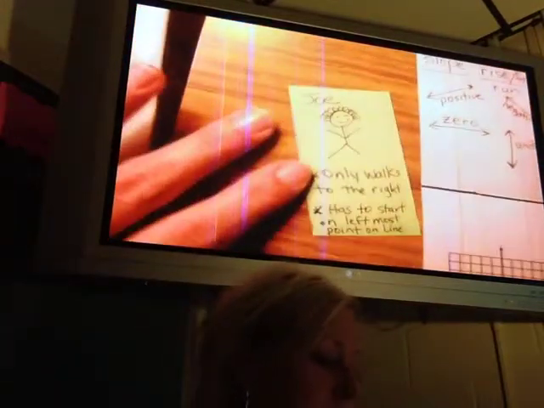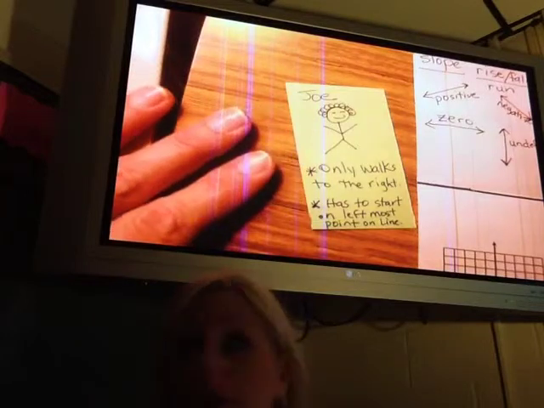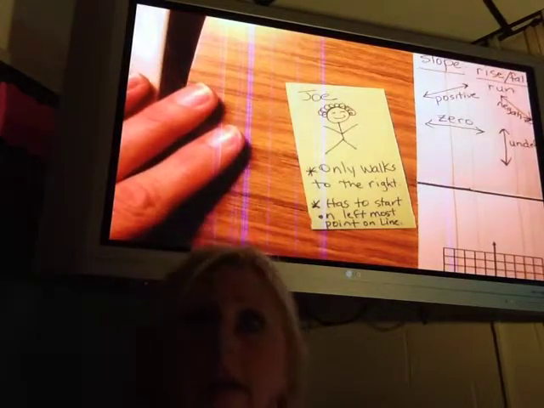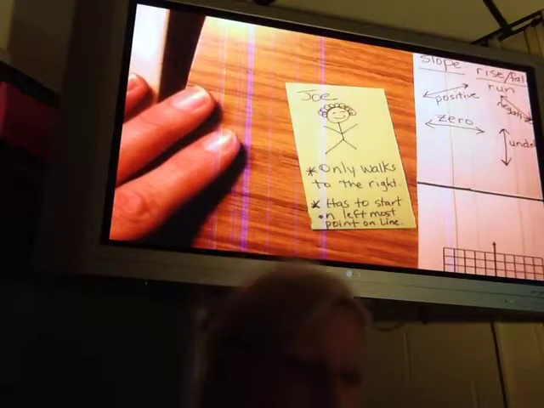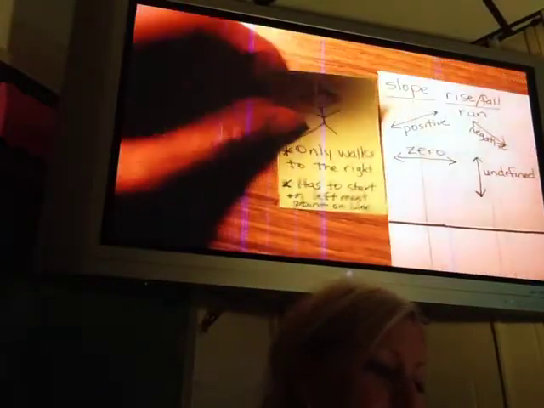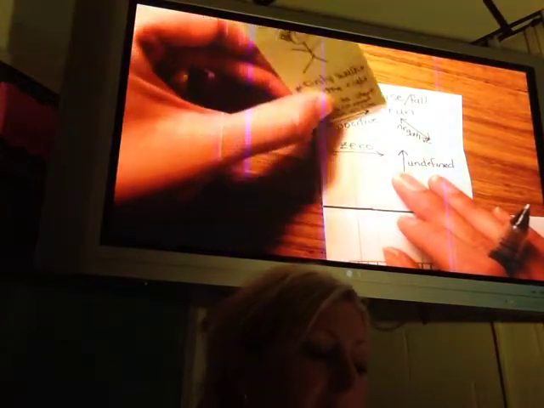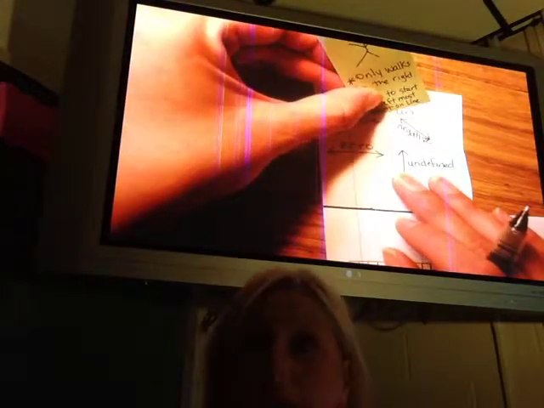Okay, so 2 things are going on with Joe. He only walks to the right, and he has to start on the leftmost point on any line that he walks. Okay? So, I'm going to hold Joe up to my line. Picture Joe walking on that positive line. He has to start on the leftmost point. Okay? Watch as Joe walks up the line. Is he moving in a positive direction, in an upward direction? Yes. Positive direction.